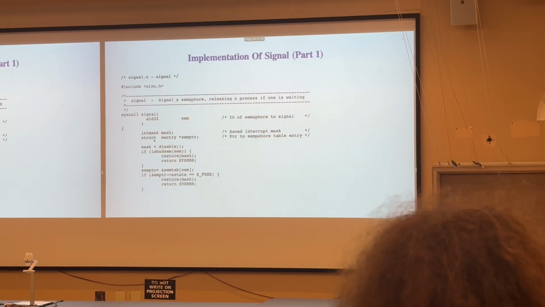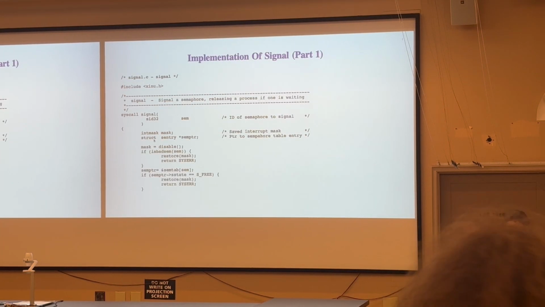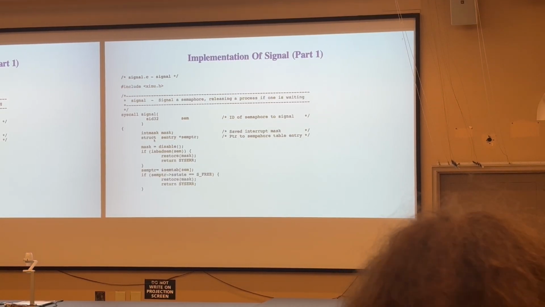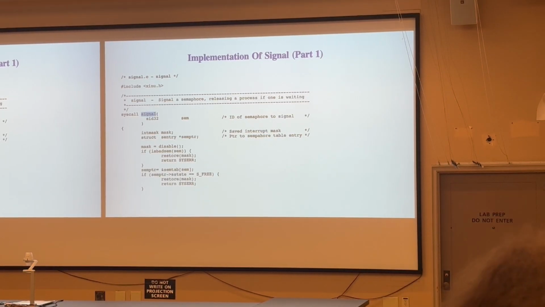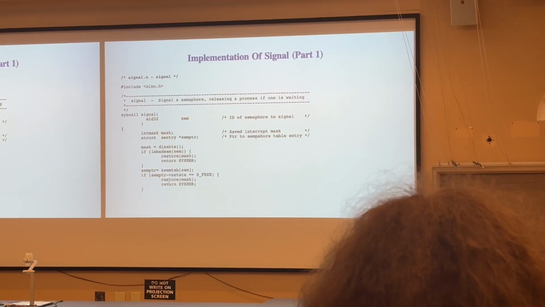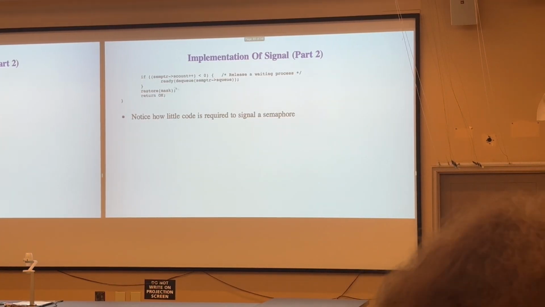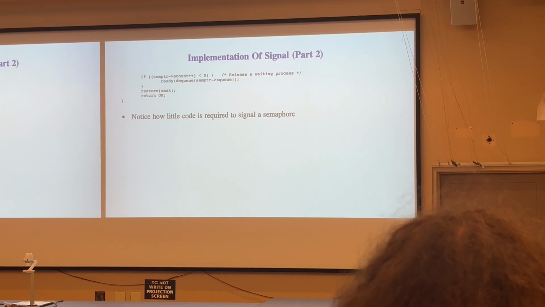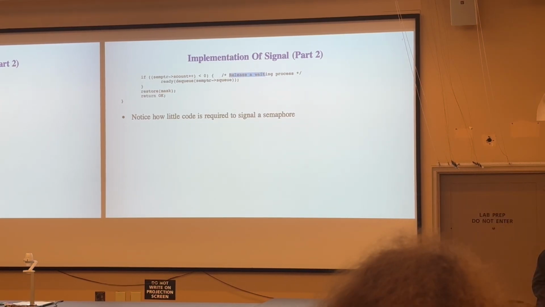Now signal. We'll come back to those other slides, but now let's finish the explanation of signal. Signal is also easy. You have a signal with a parameter semaphore ID, and these are just checks. If you increment the semaphore count and it's smaller than or equal to 0, which means that you're going to release a waiting process.